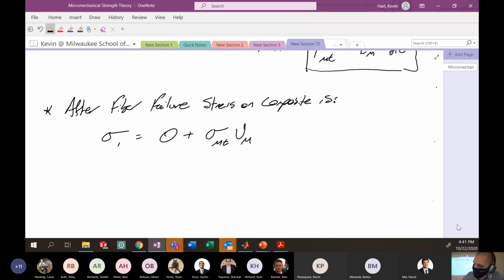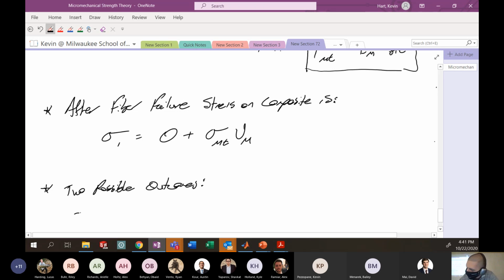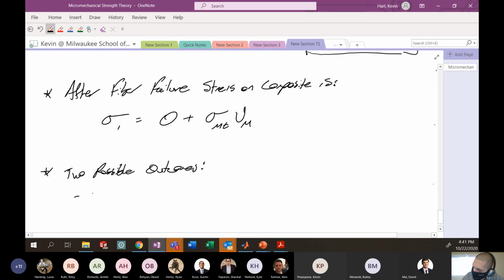All right. We have two possible outcomes, as I mentioned. If the volume fraction is high, in this situation, the load that's transferred from the fibers to the matrix can't hold it. It's too much. It can't stand it.